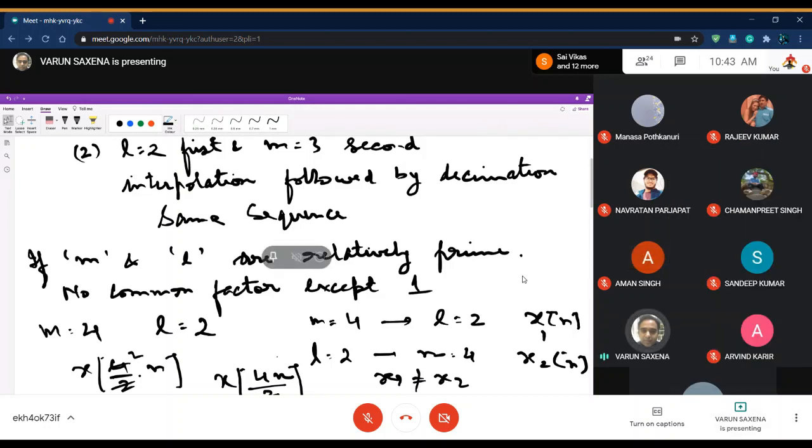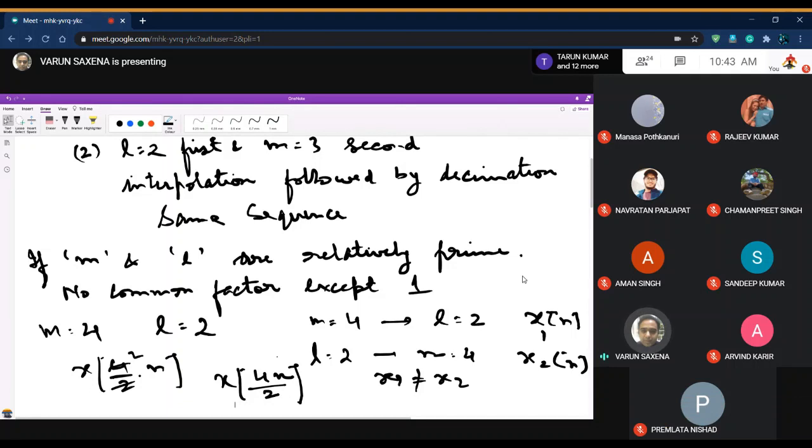represents a decimator system, 2 represents an interpolation system. 2 does not represent a number, 4 does not represent a number. They represent a system operating on a sequence. So it will be wise not to cut it. Even if you are getting something like M equal to 4 and L equal to 2, please don't cut it and say it is x(2n).